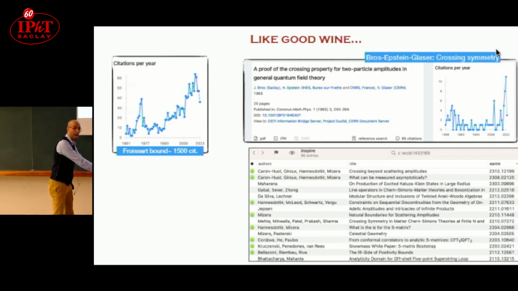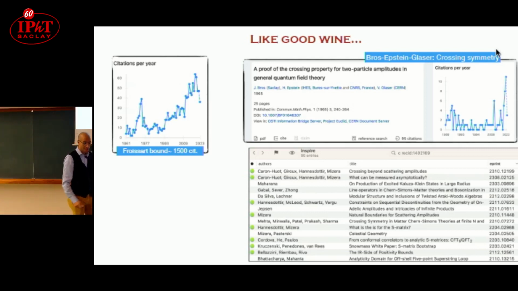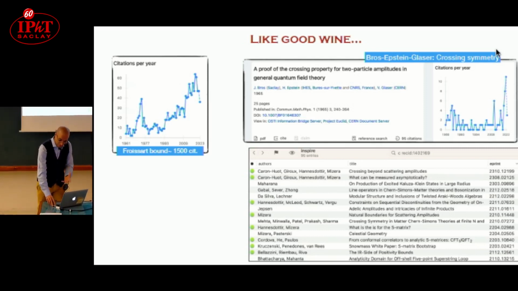So think about particle colliders happening to be important for LIGO gravitational waves. And you see, amazing people here: Mizera, McLeod, Schwartz, Vergu, Miguel Paulos, Ify Hay, Balt van Rees, João Penedones, and so on and so forth. So, really, the best people in the field. Yeah, I am basically done, I guess. Found the work of Bros 60 years later, still very important. And that's typically the mark of good work, definitely.